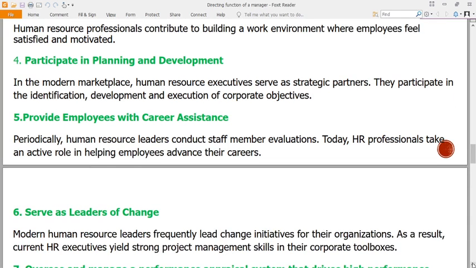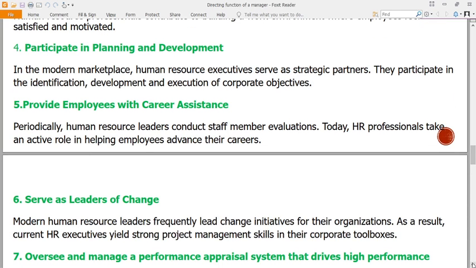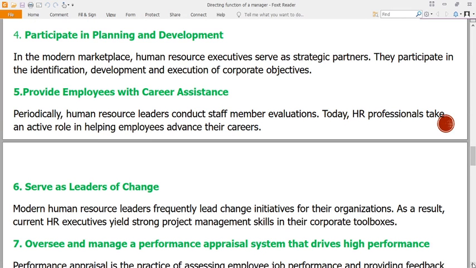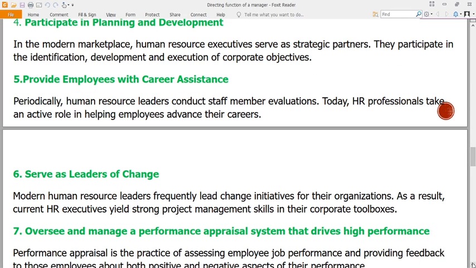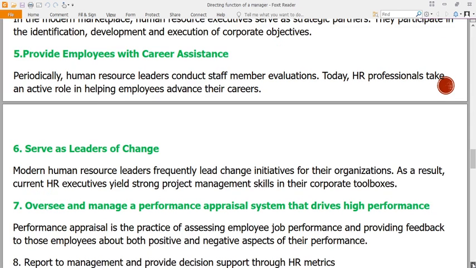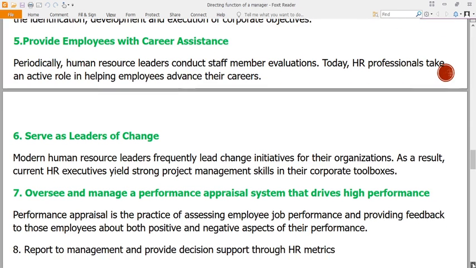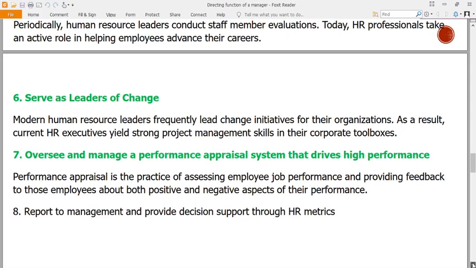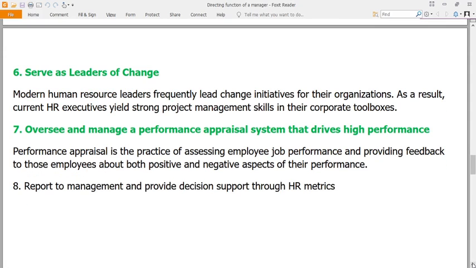We don't want static employees. So as a human resource manager, you should always encourage your subordinates to aim higher or to improve, to look for ways of improving on their careers or career growth. Then they should serve.